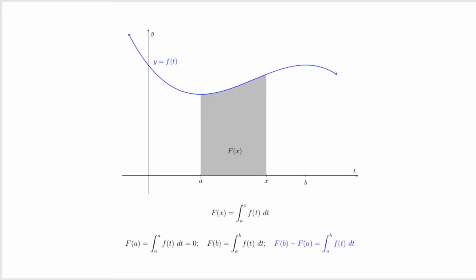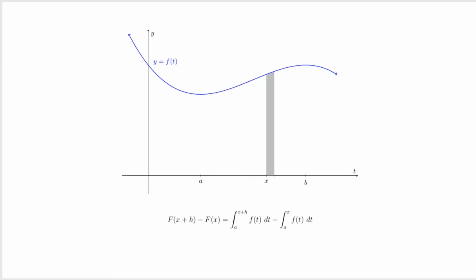It will ultimately be useful for us to write the area under the curve from a to b, or the definite integral from a to b, as capital F of b minus capital F of a. And since capital F of a is 0, and capital F of b is the full area under the curve from a to b, then we can certainly do this, because this is the area under the curve minus 0. So capital F of b minus capital F of a is the area under the curve from a to b, or the definite integral from a to b of this function f.